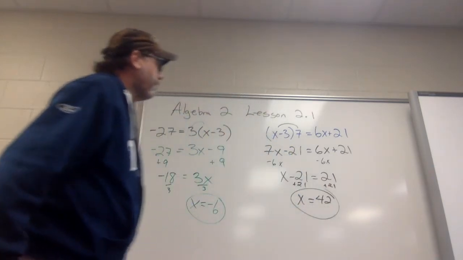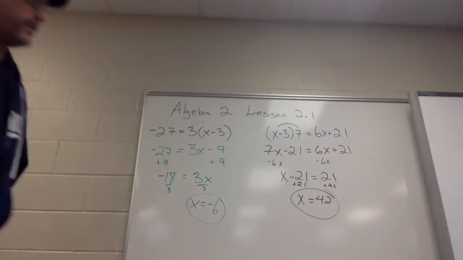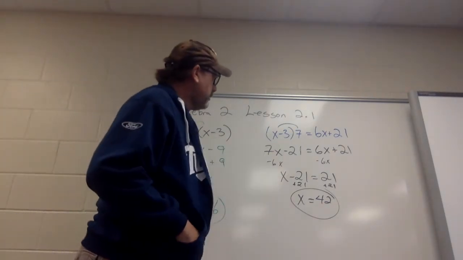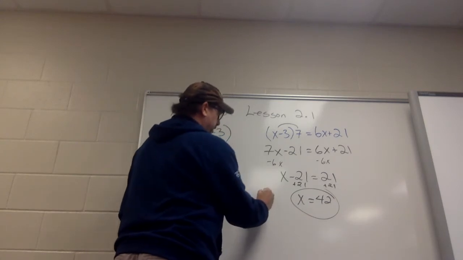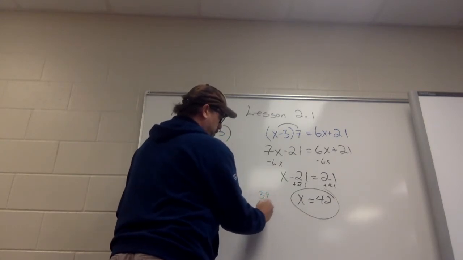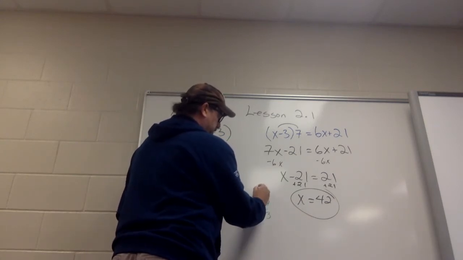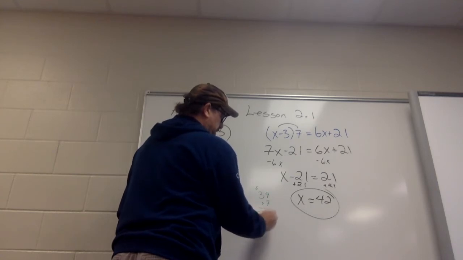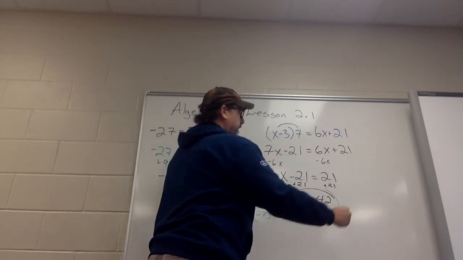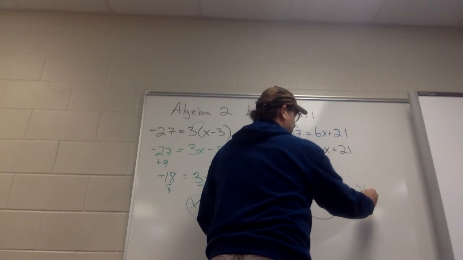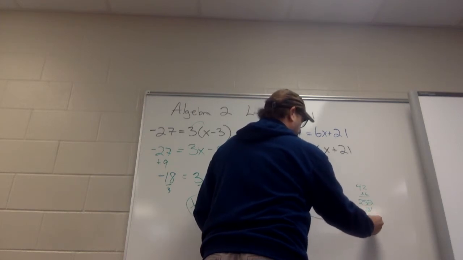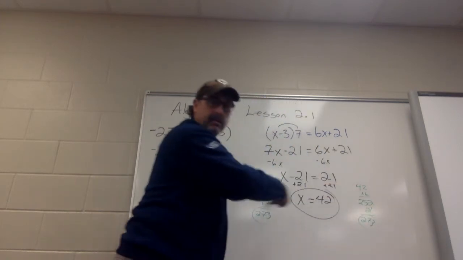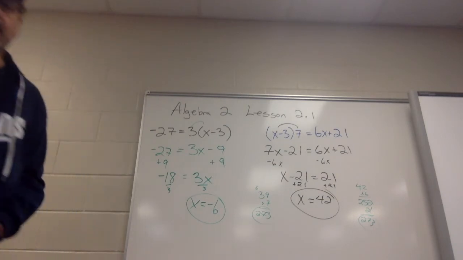42. Wonder if that's correct. 42 minus 3 is 39. 39 times 7. 63. 27. And now let's do this side. 42 times 6. 12 to 52. Add 21. Hello, Cleveland. Look at that. We get the answers to work out.